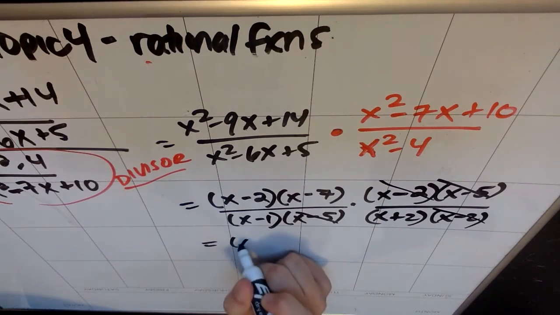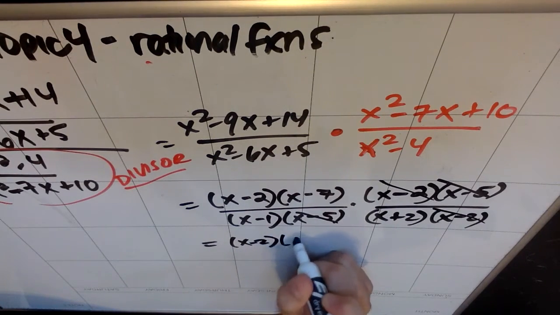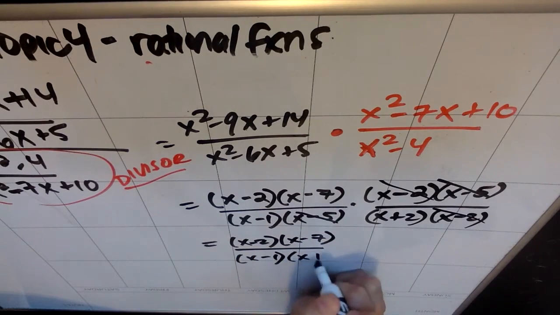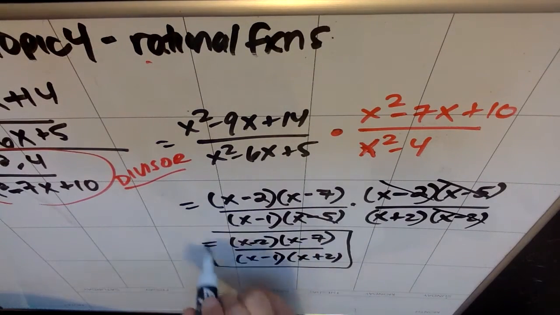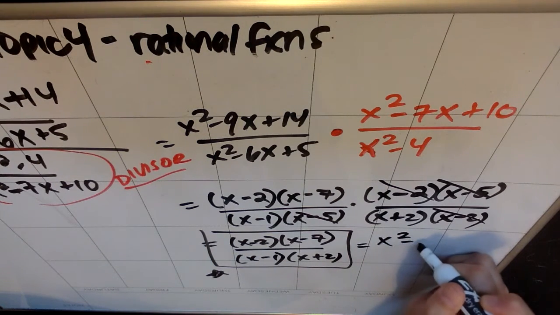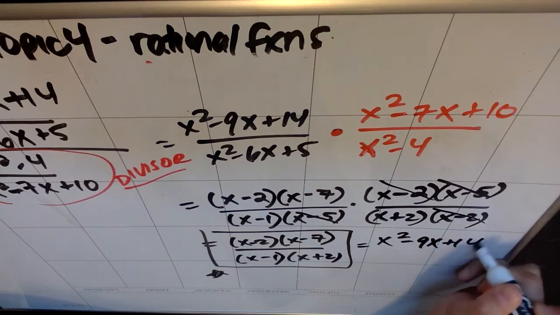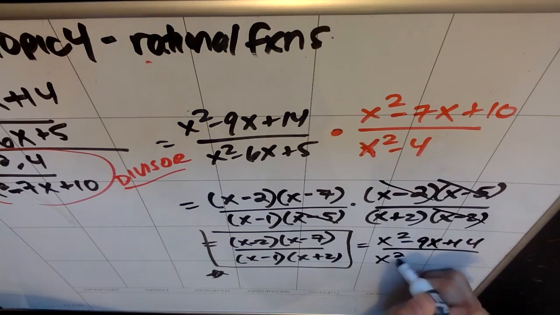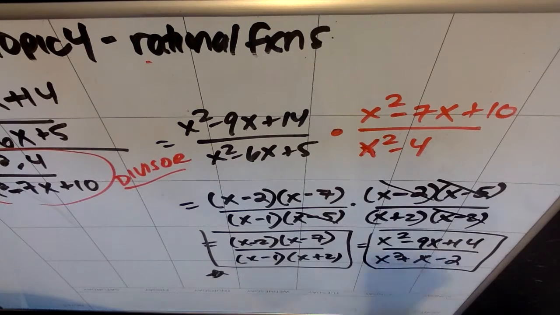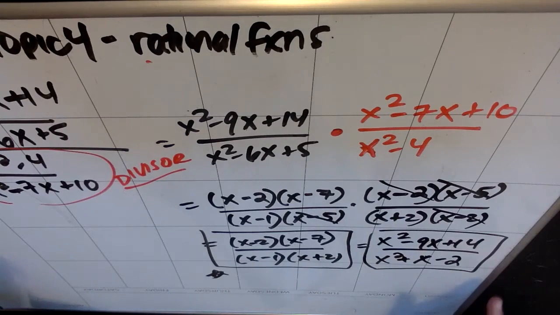So my final answer ends up being x minus 2 times x minus 7 over x minus 1 times x plus 2. That's fine. Right? That's the factored answer. Or if you want to FOIL everything out, you're going to get x squared minus 9x plus 14 over x squared plus x minus 2. Right? Also fine. All right, so that's our example 5. Let's move on to example 6.